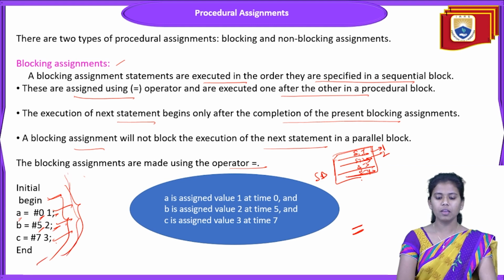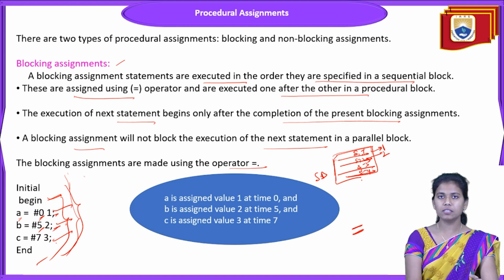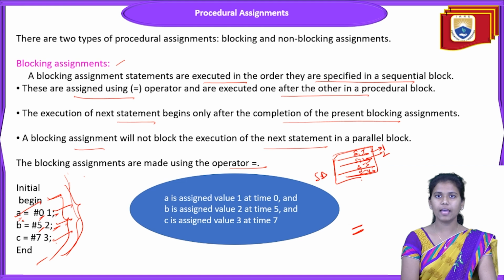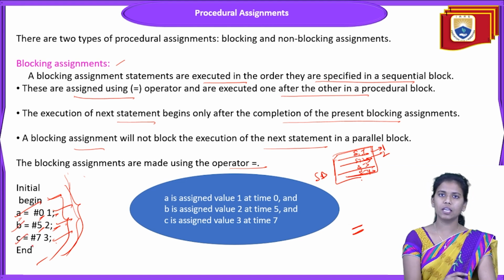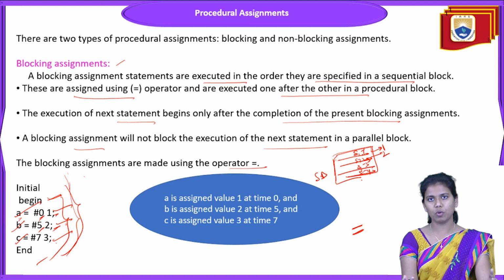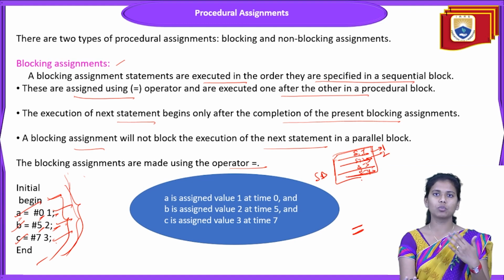So this is nothing but the blocking. The execution takes place one after the other. That means first the execution goes with A, and then B, and then C. Though it is a serial as well as a parallel block, whatever it is, the execution goes one after the other in a sequence manner.